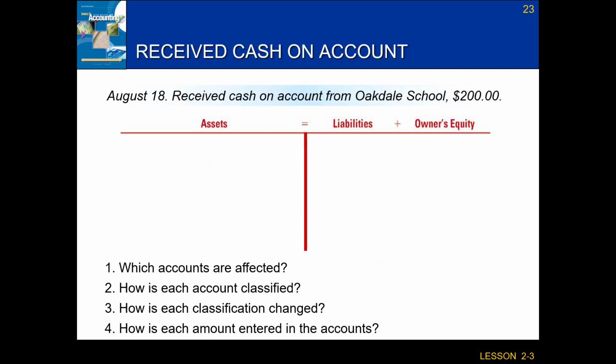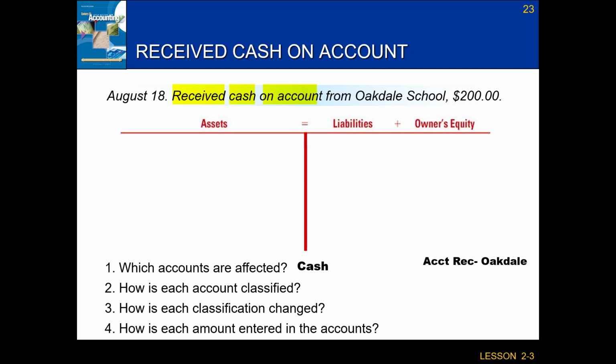Next up, we have received cash on account. So if I'm looking at my keywords, I've got the keyword cash, that goes with the cash account. And then I've got the next keyword on account, and then received is its buddy. So I've got accounts receivable from Oakdale.